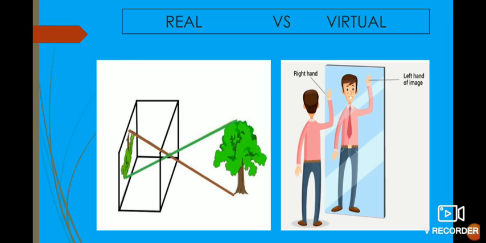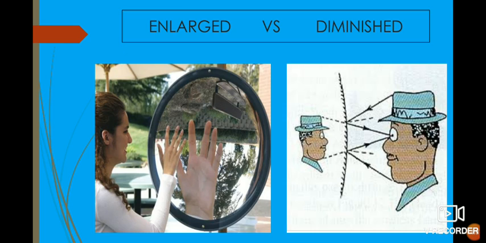Look at the right hand side picture. What do you see? A man standing in front of the mirror. So this is a virtual image. You're not actually able to touch the image or get it on a screen. The image appears to be coming from inside the mirror, isn't it? So this type of image is called a virtual image.